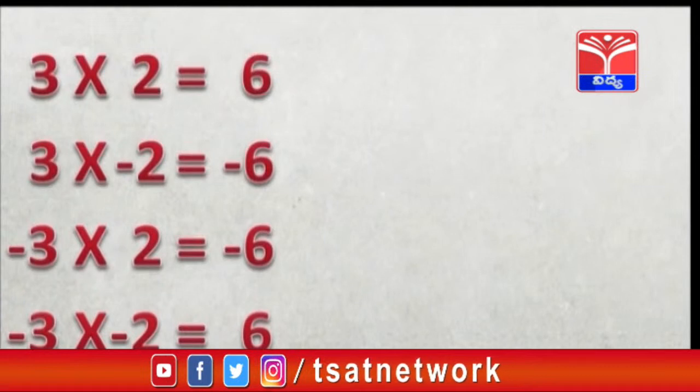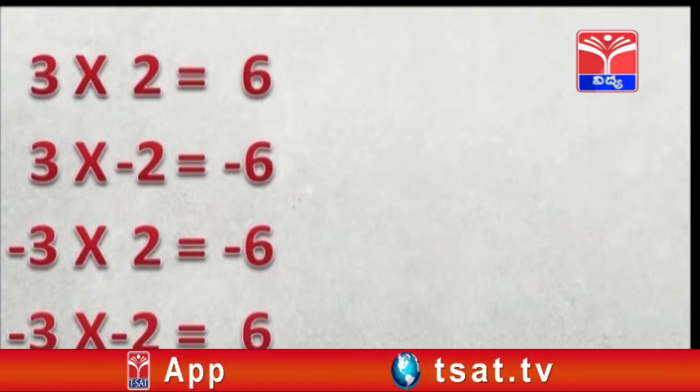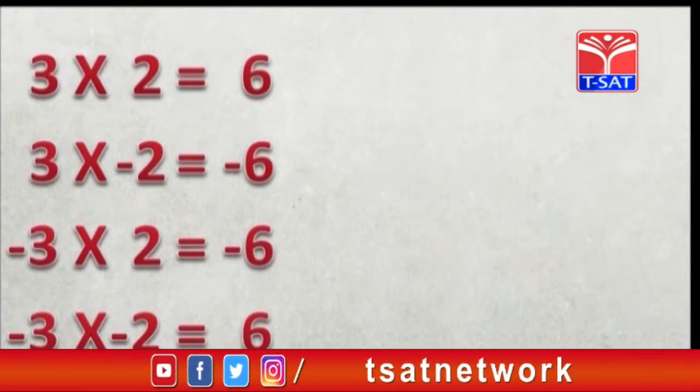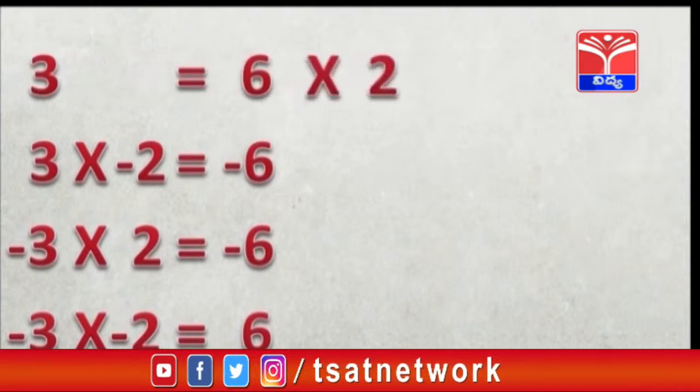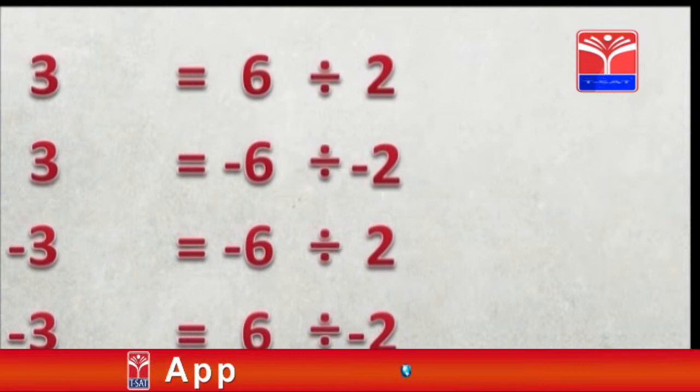Okay, let us take the results that we obtained in all the 4 kinds of multiplications. These are the 4 products we obtained in the multiplication of integers. Now let us interchange this multiplication process to the division process, like this. So these multiplications all turn into divisions. Now let us rearrange them.